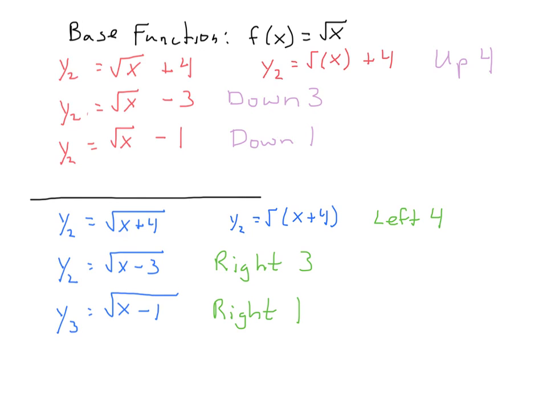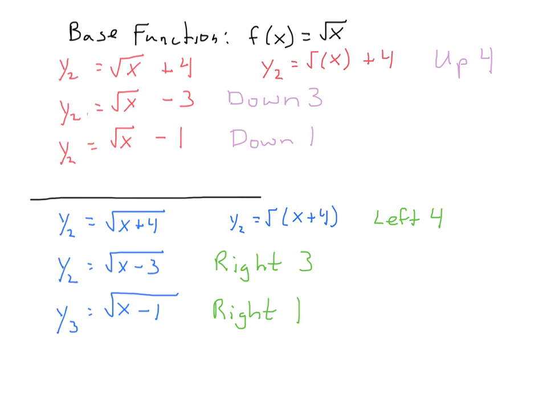Now, this also brings up a situation you have with the vertical shifts and the horizontal shifts. In the vertical shifts, if I was adding something, like the plus 4, the graph shifts the direction I expect it to. The vertical shift moved up 4 when I had a plus 4. It moved down 3 when I had the minus 3, the square root of x minus 3.